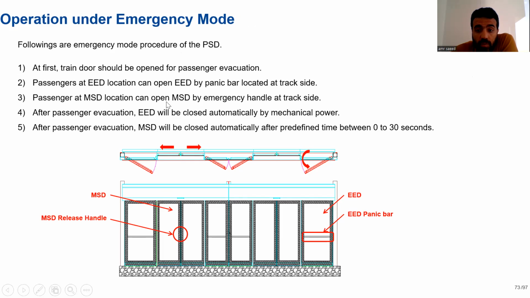Under emergency, we have here, as you see, as we mentioned, this MACD. You can see here MACD release handle, and you can see here EED panic bar. After evacuation of passengers, you will find the doors closed automatically. They closed by the weight of the doors.